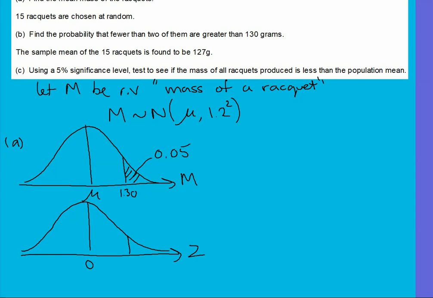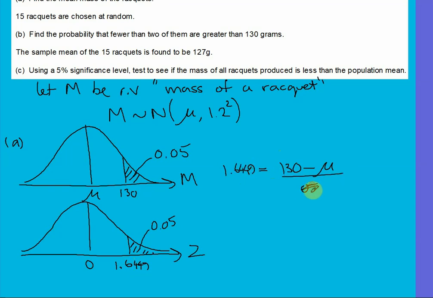So for that I'm going to use my calculator. I'm going to use the inverse normal because I know the area of this is 0.05. Okay, so let's just pop that in, and I get 1.6449. That's to 4 decimal places. Okay, so we have a formula. So Z is equal to our score, which is 130, take away the mean, which we don't know. 1.6449 was our Z value, how many standard deviations above the mean.